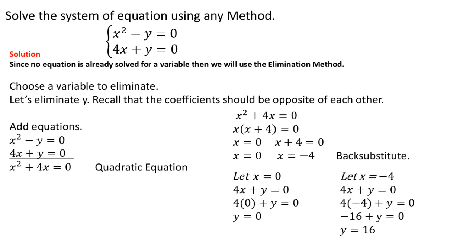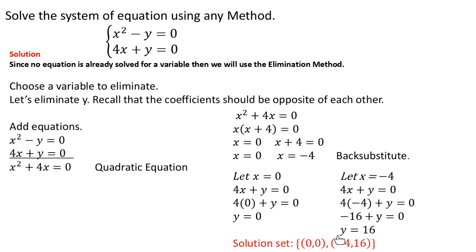Now let's use -4 in the same equation. 4 times -4 gives me a -16 plus y equals 0. To solve for y, I'm going to add 16 on both sides. So on this particular question, we have two answers. We have two solutions. When x is equal to 0, y is equal to 0, that is a solution point. And when x is equal to -4, y is equal to 16. So this is another solution point.